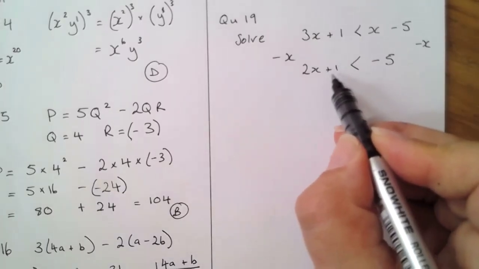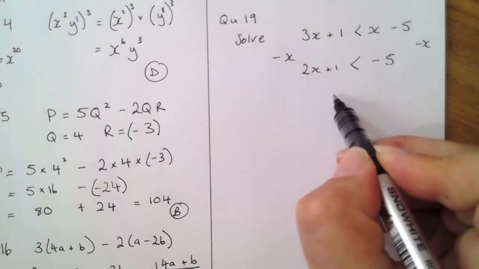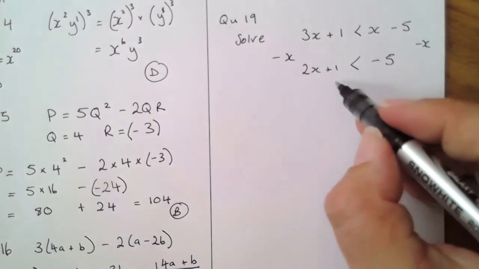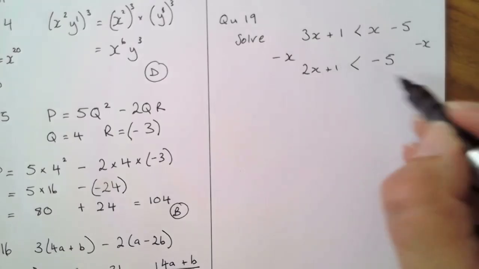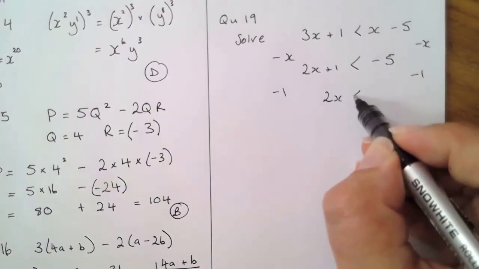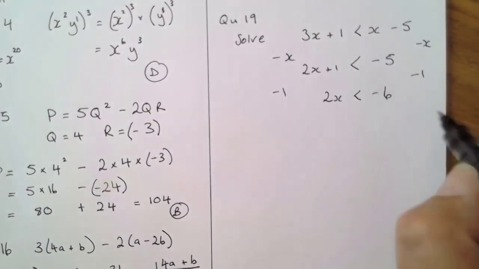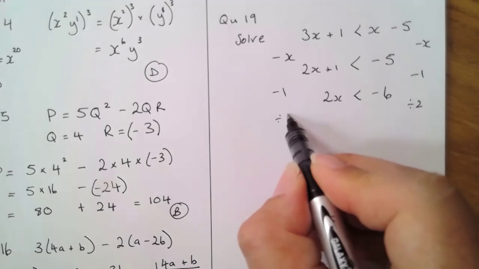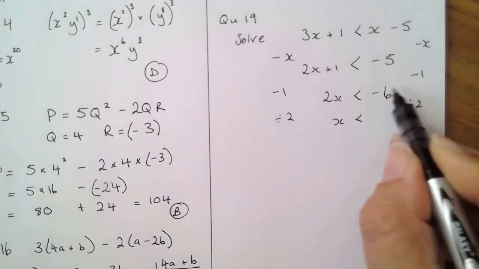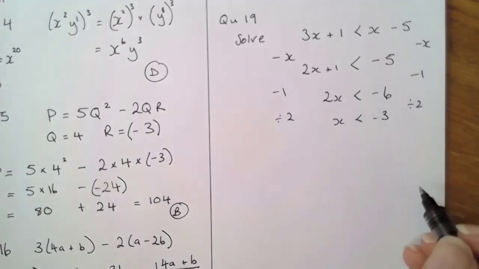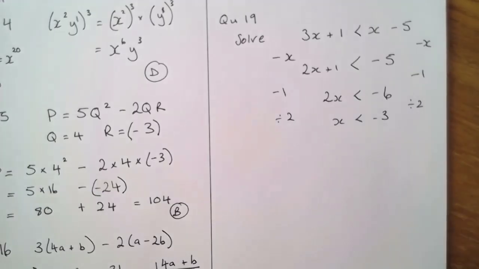Here, we want to end up with just x on this side of the inequality. So what we're going to do, we're going to move the 1, we subtract it from both sides, which gets us to negative 6. And then we're going to divide both sides by 2 to give us negative 6 divided by 2, which gives us negative 3. This is answer D.